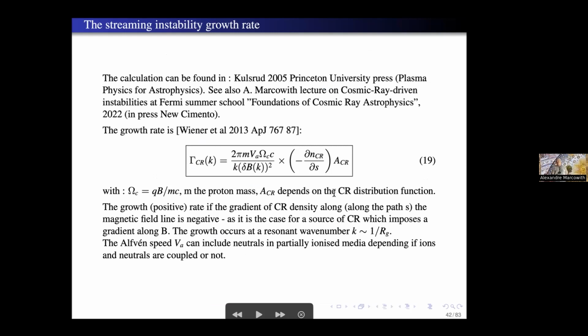If you calculate the growth rate of the waves, in fact, it depends on the gradient of the cosmic rays along the magnetic field. So the stronger the gradient you have, the shorter the growth time you have. Okay.